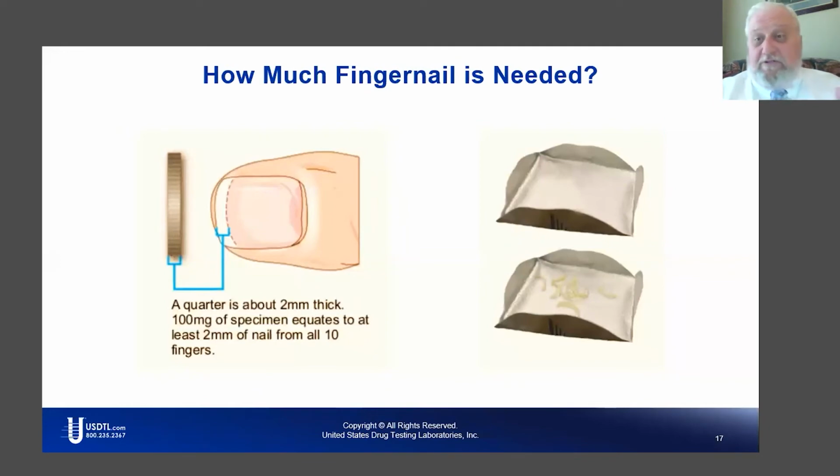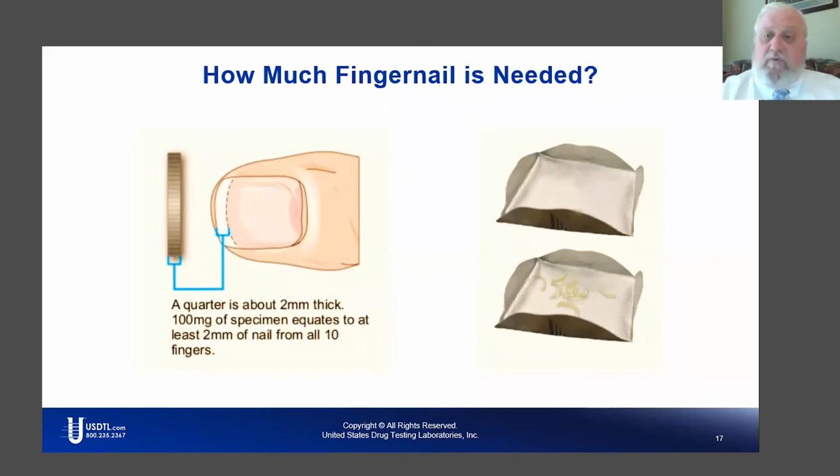We could go with toenails, but that would be a 12 to 14 month detection window. But the fingernails can be a challenge, just like a bald man can be a challenge for a hair test. So all of these specimen types have their own advantages, disadvantages, and limitations. So that's clearly a limitation for fingernail: someone that bites their nails, it's kind of tough to get a specimen.